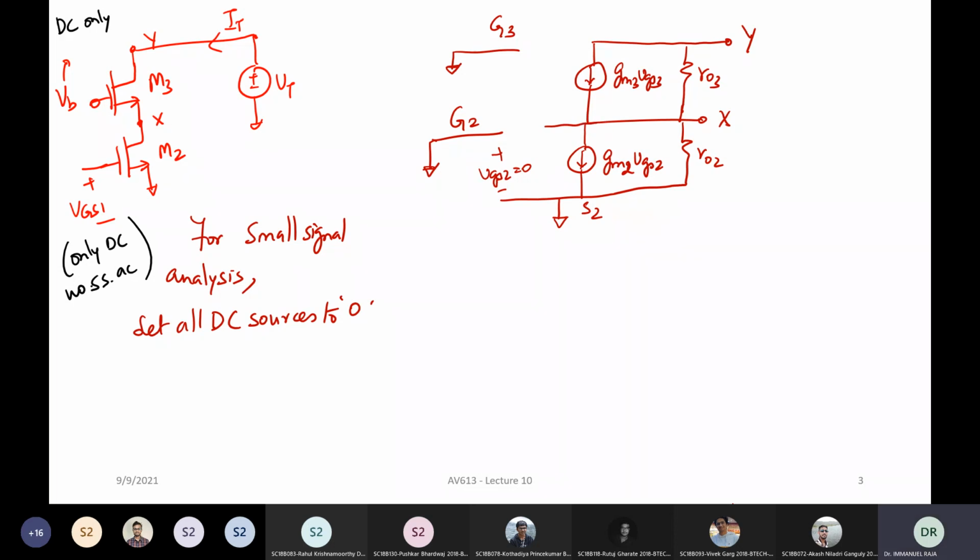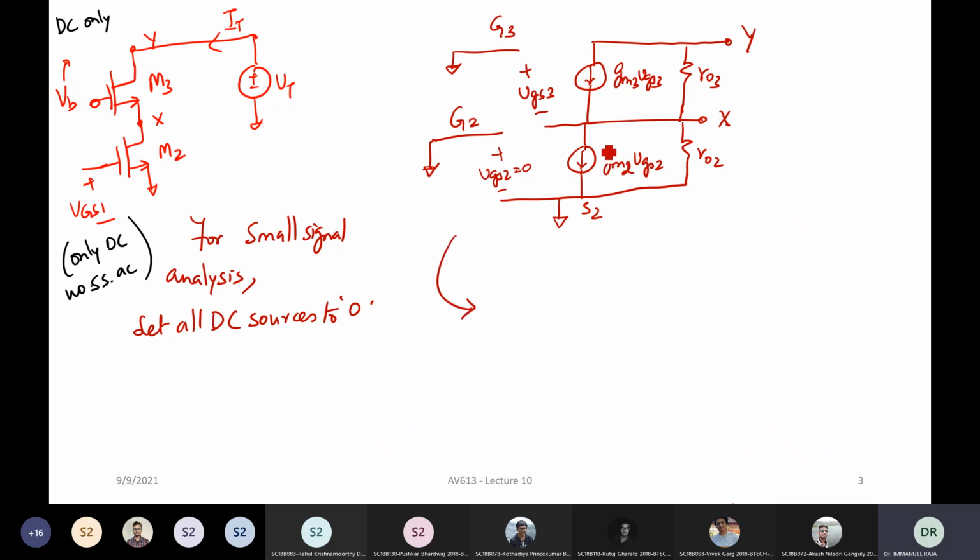Now there is a certain VGS3, although we ground G3, because the source of transistor 3 is not at ground, right? The source has a different voltage for transistor 3, and so we have a certain VGS3. Okay, now let us simplify this particular thing.